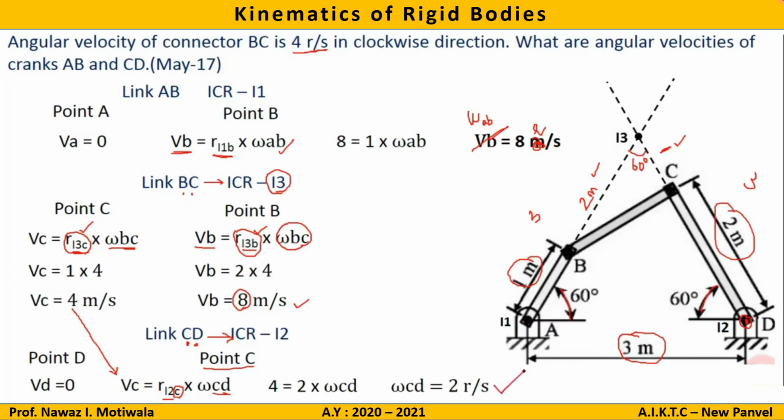So in the question it was asked what are the angular velocities of cranks AB and CD. We have found out the answers as 8 radian per second and 2 radian per second respectively. So you can see it was just a problem of 5 to 6 lines and there is nothing new in that. Again I have applied the same logic and principles which I was applying in the previous problem. Hope you have understood all the things which we have studied till now. We will continue with some more problems in the next lecture.